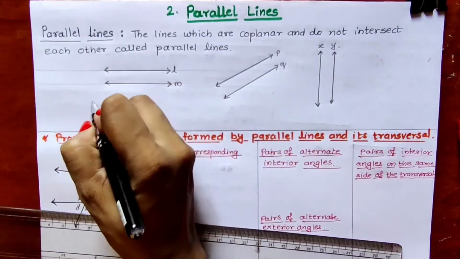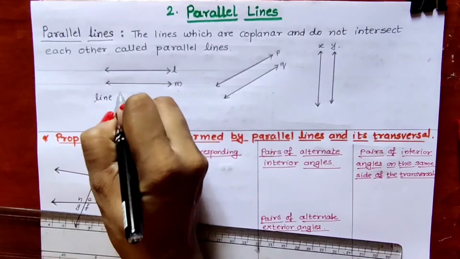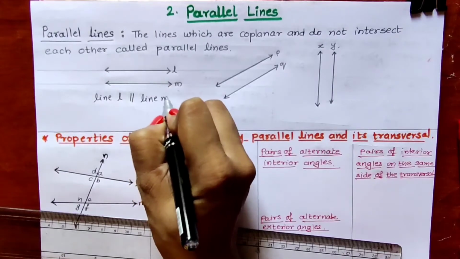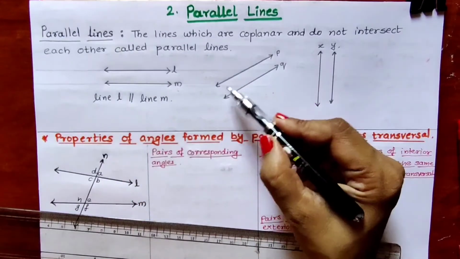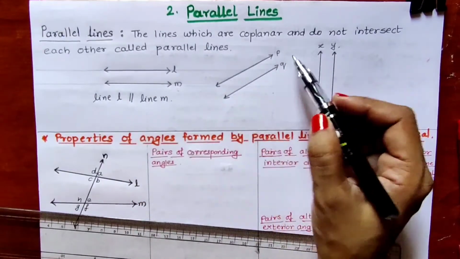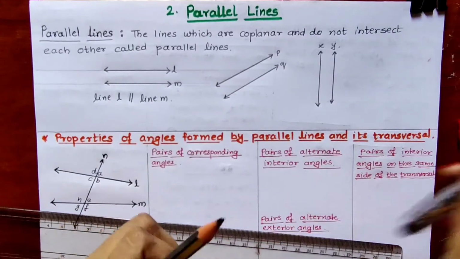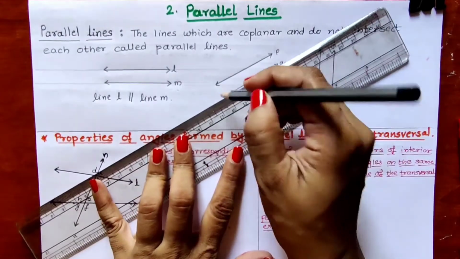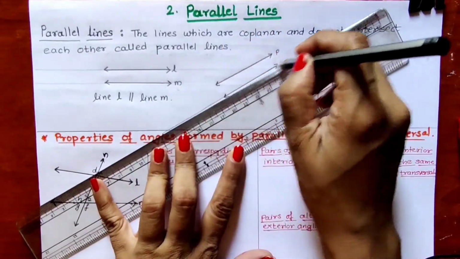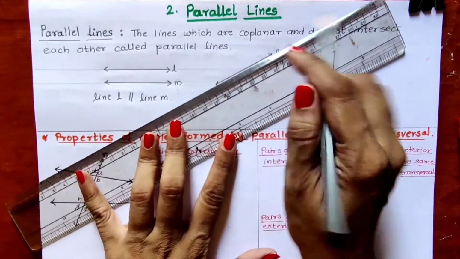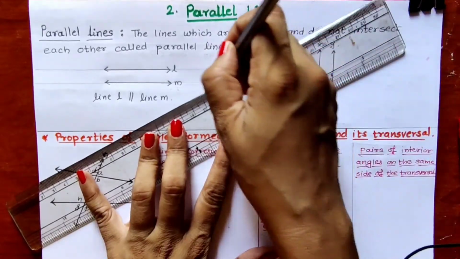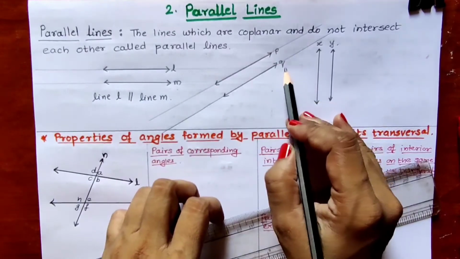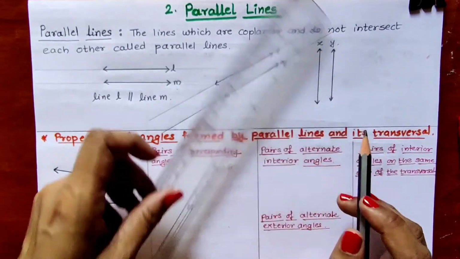How to write? Line L parallel to line M. Similarly, here also you can see that line P and line Q are parallel to each other. If I extend line Q in the downward direction and upward direction, and P also in the upward and downward direction, they will never intersect each other, and that's why these two lines, line P and line Q, are parallel to each other.